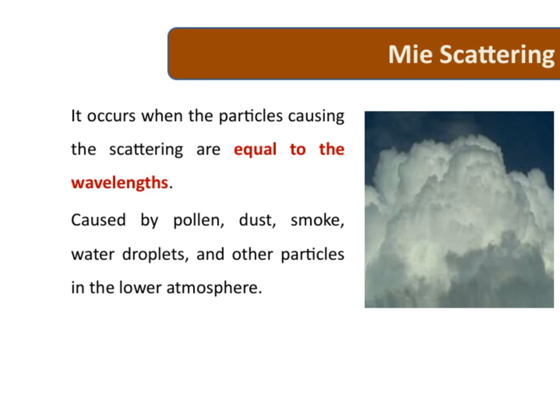This type of scattering occurs when the particles causing it are roughly equal in size to the wavelength of the light passing through. In other words, the particles are just the right size to interact strongly with the light waves. You'll often find Mie scattering happening due to particles like pollen, dust, smoke, and water droplets. Basically, many of the particles present in the lower atmosphere. These particles can significantly influence how we perceive the sky's color and clarity. Understanding Mie scattering helps us grasp how different atmospheric conditions affect visibility and the appearance of the sky, tying into the broader theme of how particles and light interact in our environment.